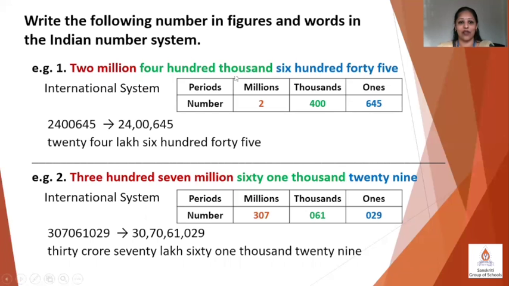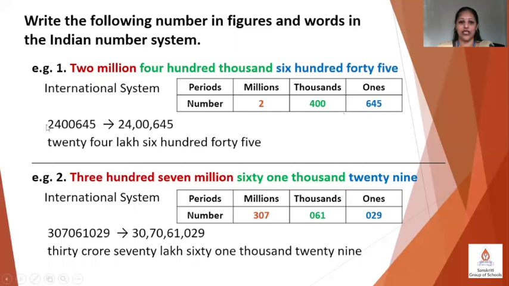Here we have the number given in the international number system and we need to write these numbers in figures and words in the Indian number system. Let us read the number. It is 2,400,645. So let's place this number in the place value chart. 2 million is placed in the millions period, 400,000 is placed in the thousands period, 645 is placed in the ones period.